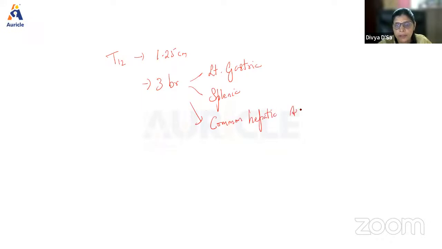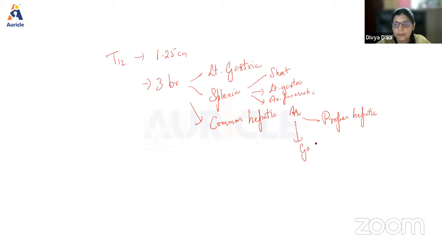You can further elaborate on these branches. So the splenic will give short gastric, then it will give left gastroepiploic. Then it also gives the arteria pancreatica magna, the large artery to the pancreas, and it gives the superior pancreatic artery. The common hepatic will again divide into three: proper hepatic, then gastroduodenal, and right gastric.